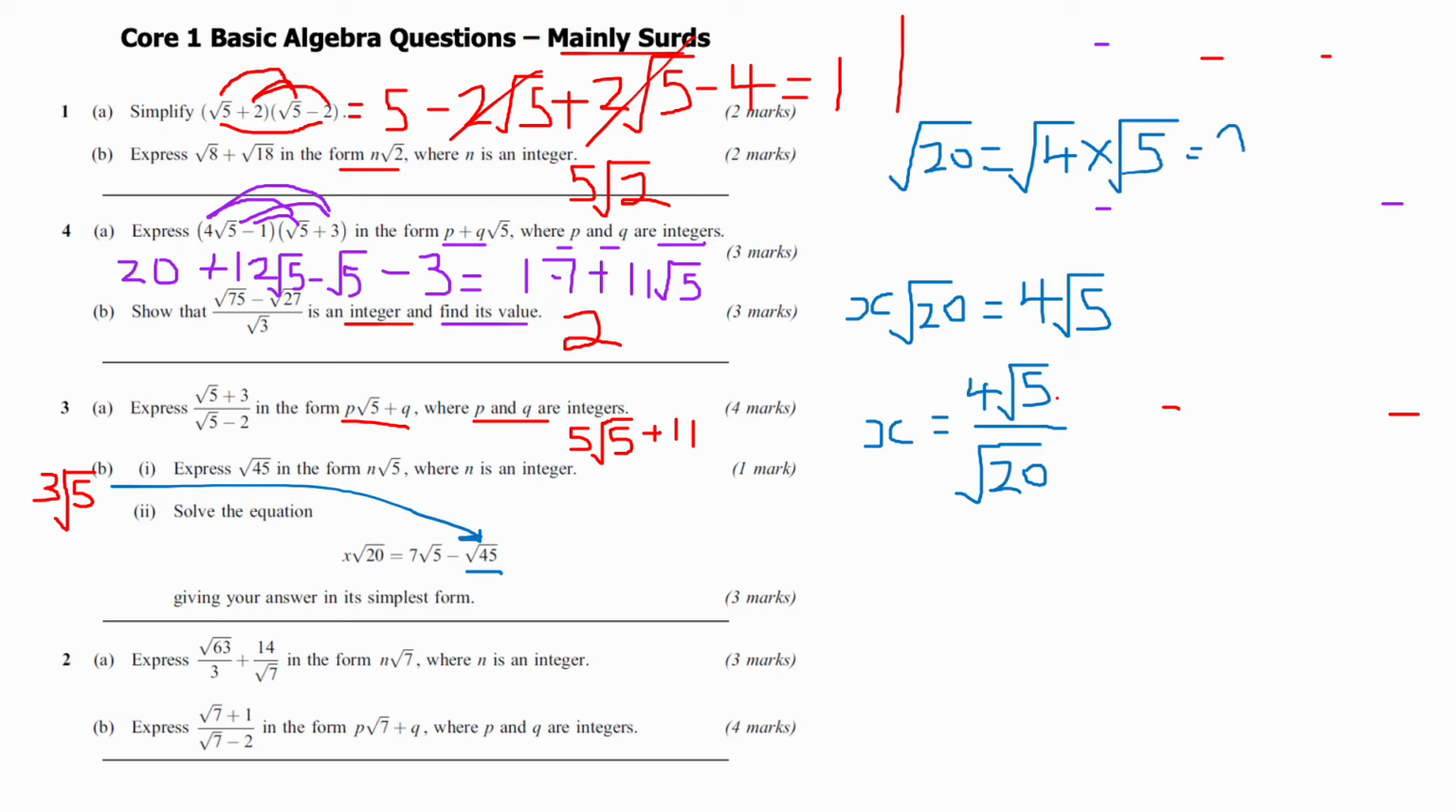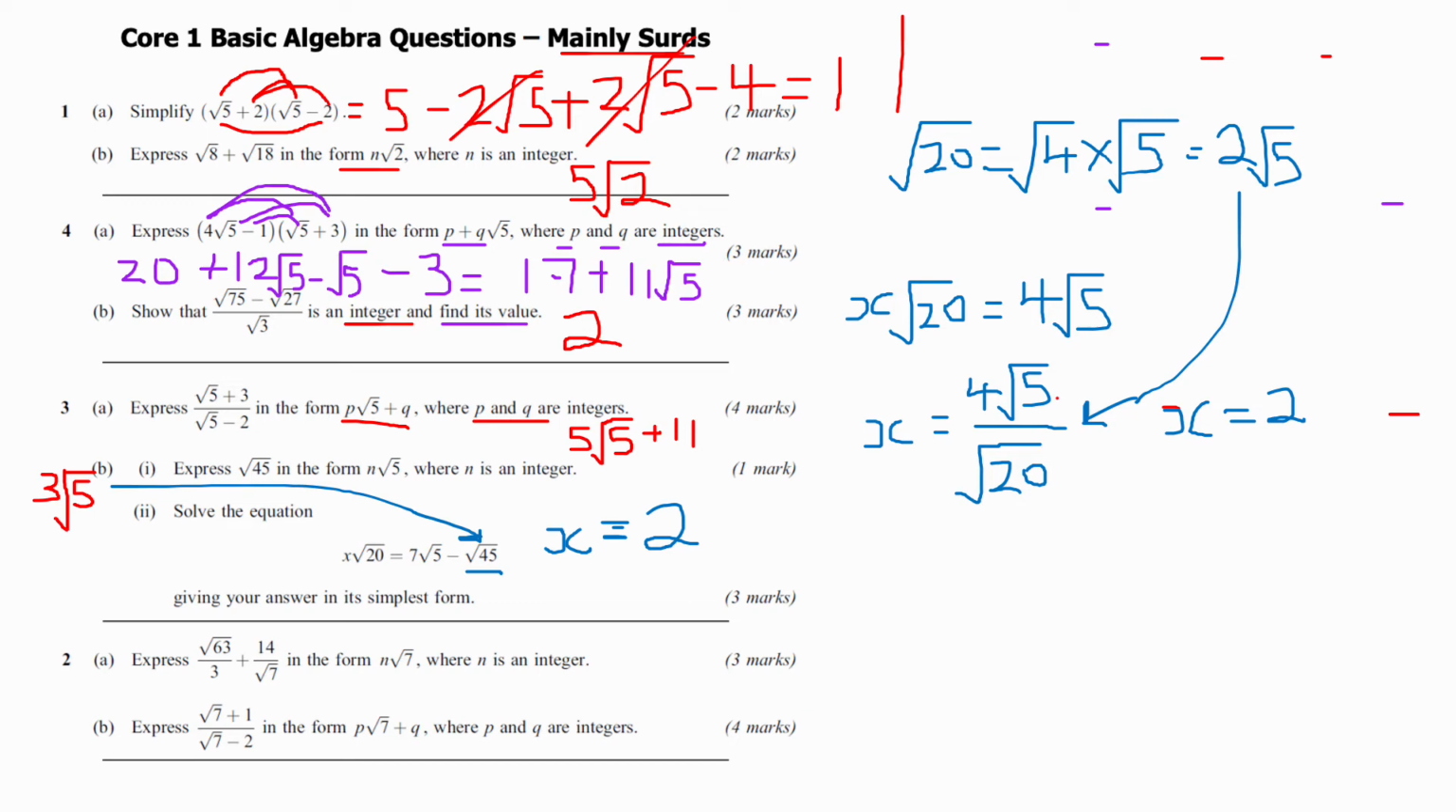Okay, so I get 2 root 5 on the bottom of my fraction. So now that becomes 4 root 5 divided by 2 root 5, which just simplifies to 2. So x is equal to 2. Okay, because you have 4 root 5 divided by 2 root 5. Well, the root 5s just cancel. I get 4 divided by 2, which is just the number 2.